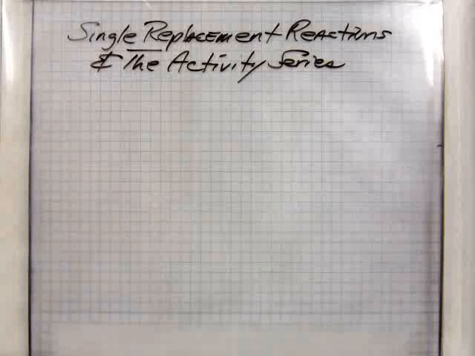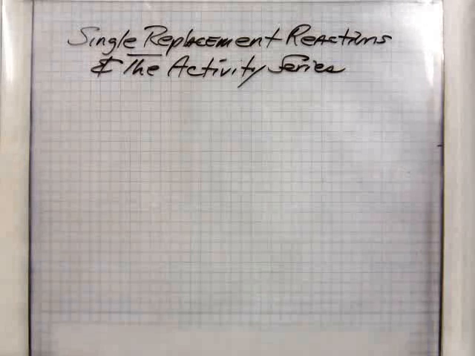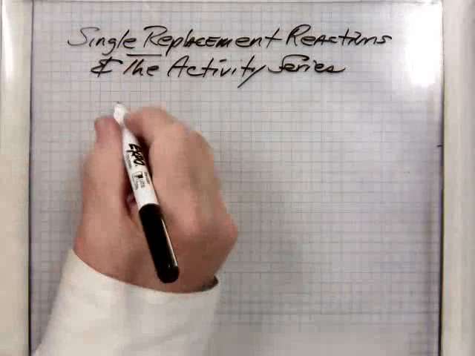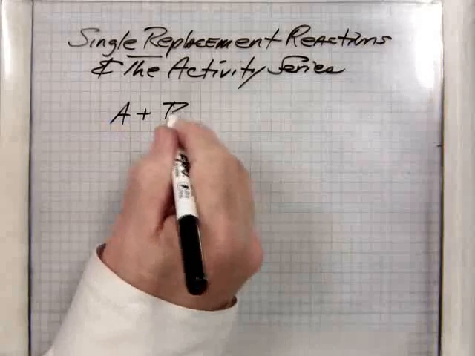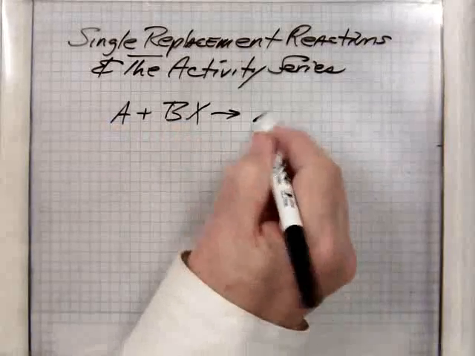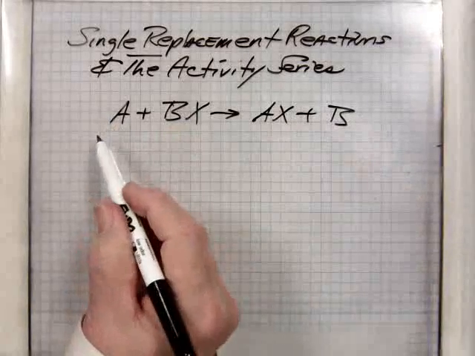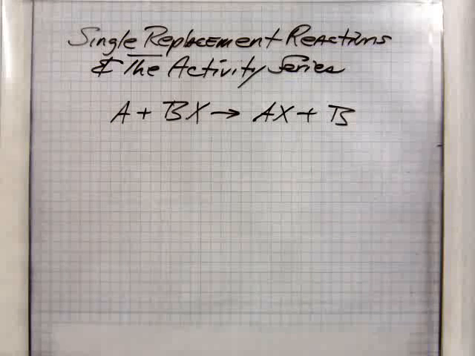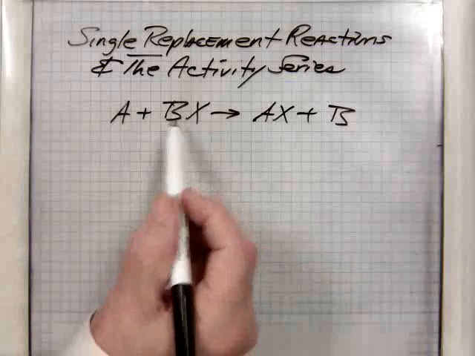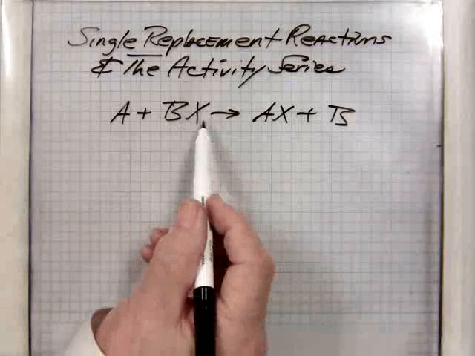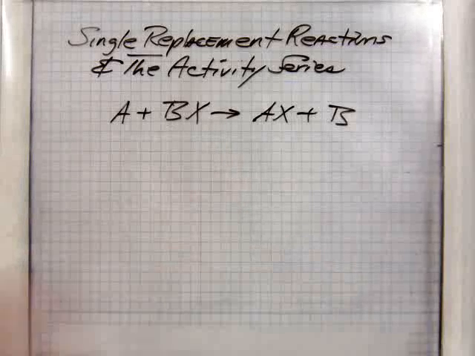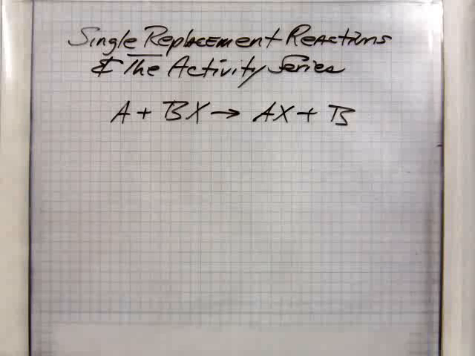Single replacement reactions have a general form as shown here: A plus BX goes to, say, AX plus B. A is an element which is more active than B, that is, it prefers to be connected to X more so than B prefers to be hooked up with X.